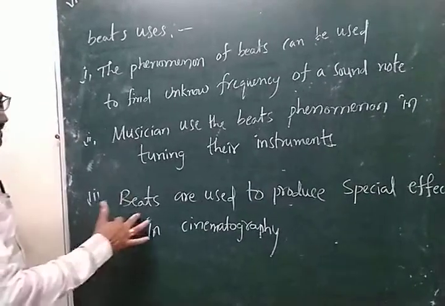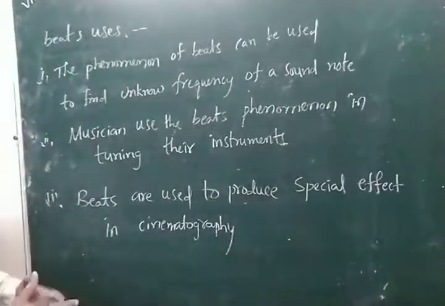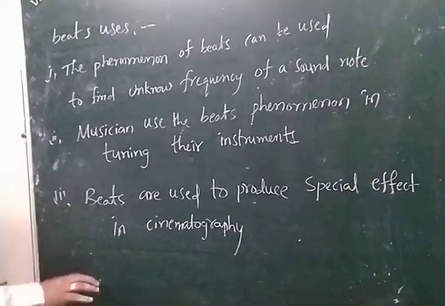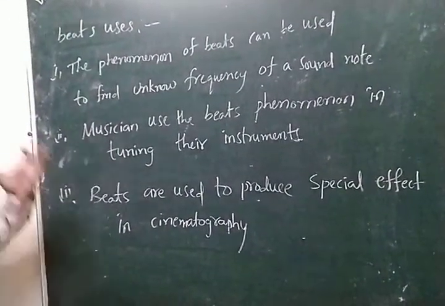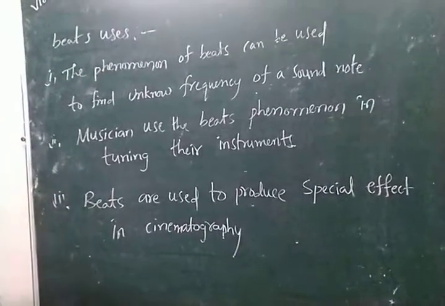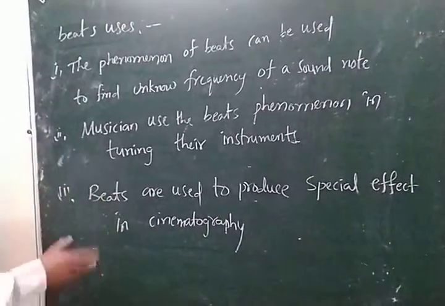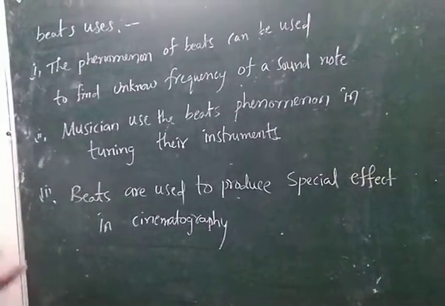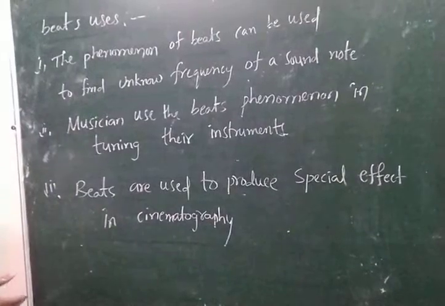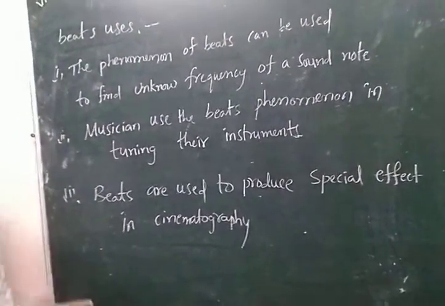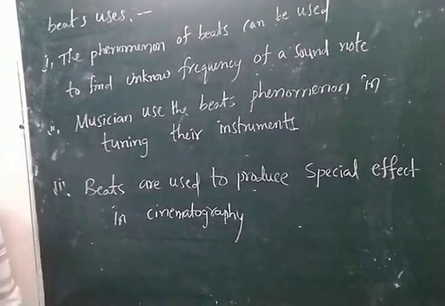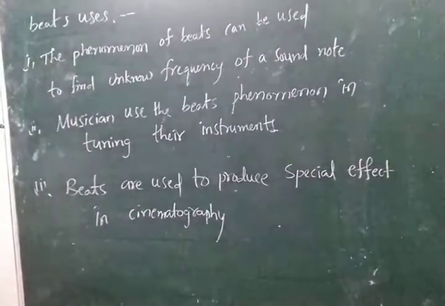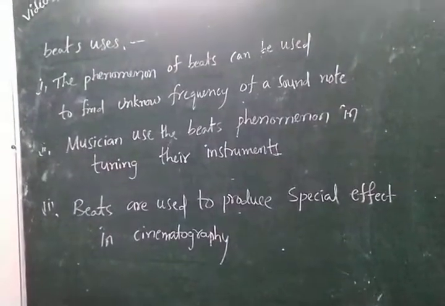Next, beats are used to produce special effects in cinematography. The special effect means the sound effect, which can be produced using beats. Another use is that beats can also be used to determine dangerous gases in mines. These are the main uses of beats.